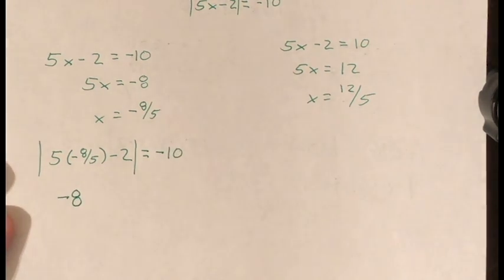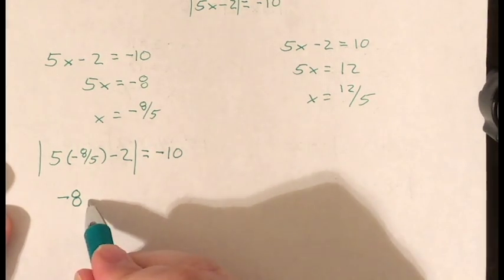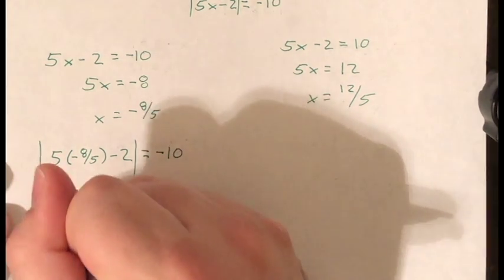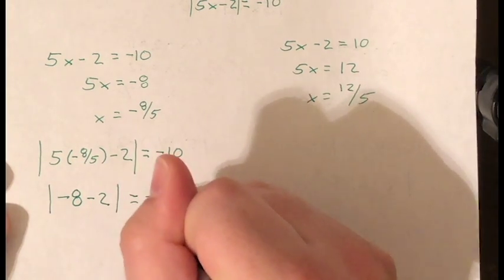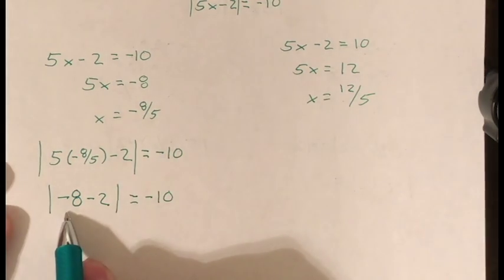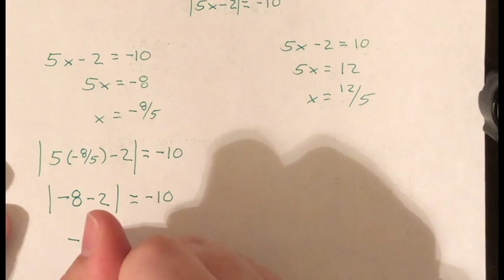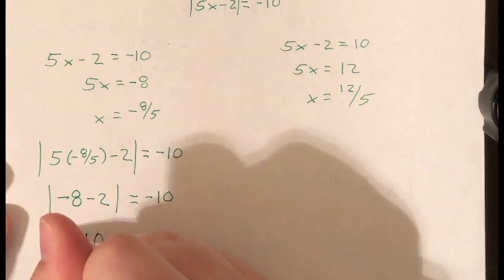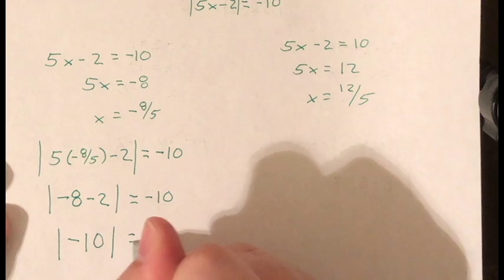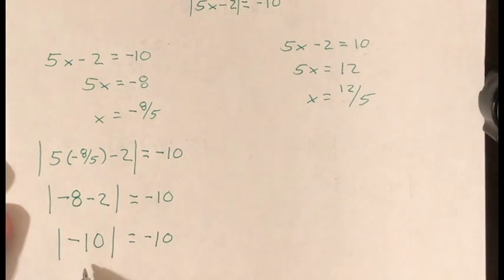I could work this out on paper, but I'm not right now. This is going to give me a minus 2, and I'm looking for the absolute value to be equal to negative 10. Well, negative 8 minus 2 gives me negative 10. Here is my question. Does the absolute value of negative 10 equal negative 10?